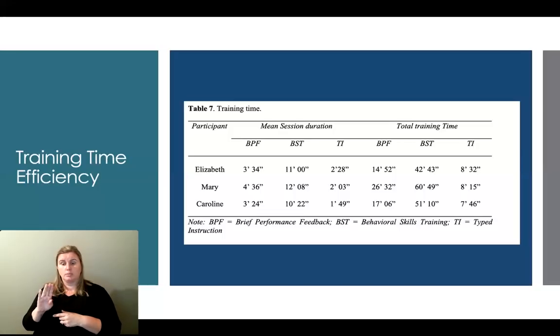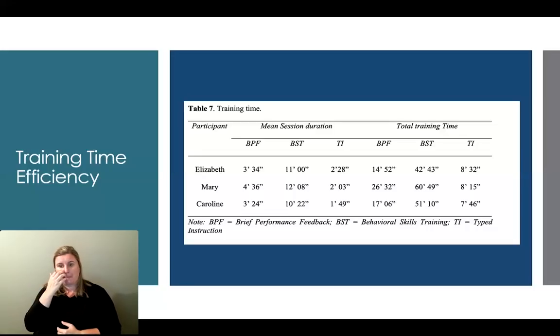for BPF, almost 15 minutes for participant 1, 6.5 minutes for participant 2, and 17 minutes for participant 3, whereas BST was almost 43 minutes, over an hour for participant 2, and approximately 50 minutes for participant 3.